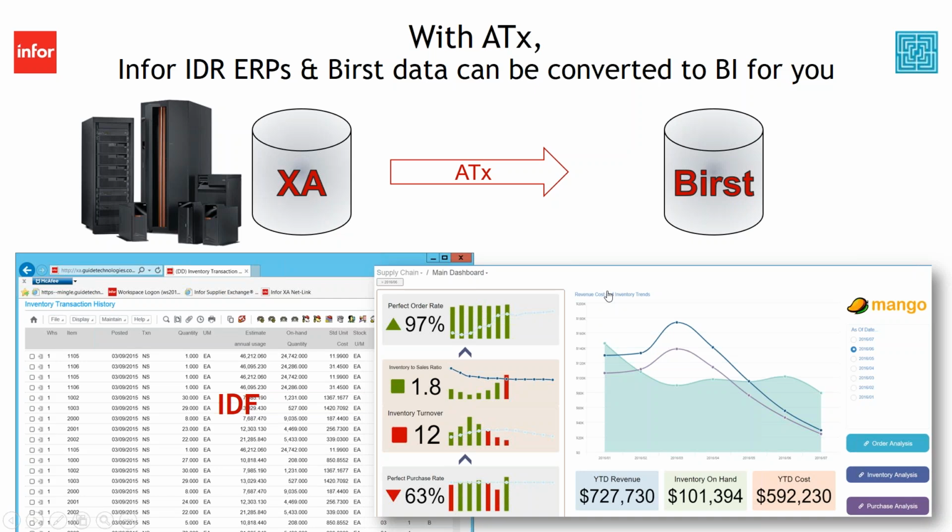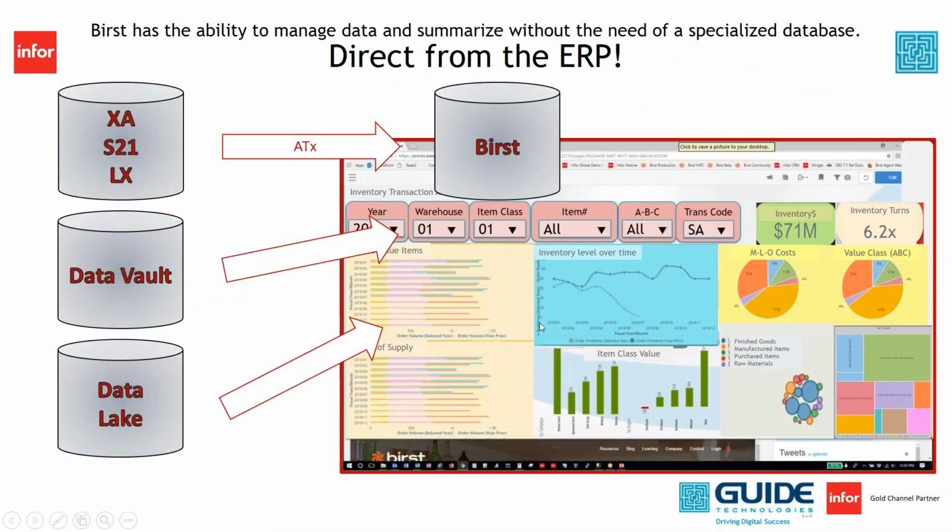Now, this is great if you have one environment. A lot of our customers have more than one environment, and many of them have more than one ERP. So the thing that you have to remember about Birst, yes, any customer that uses IDF, these are all Infor products that use IDF. ATX is going to work, and we can read directly into Birst. But Infor also supports, in their Infor operating services, Data Vault and Data Lake. Now, I'm not going to get into differences of what those are and why we use one over the other, but the bottom line is, let's say you have two environments that are running XA for two different customers.